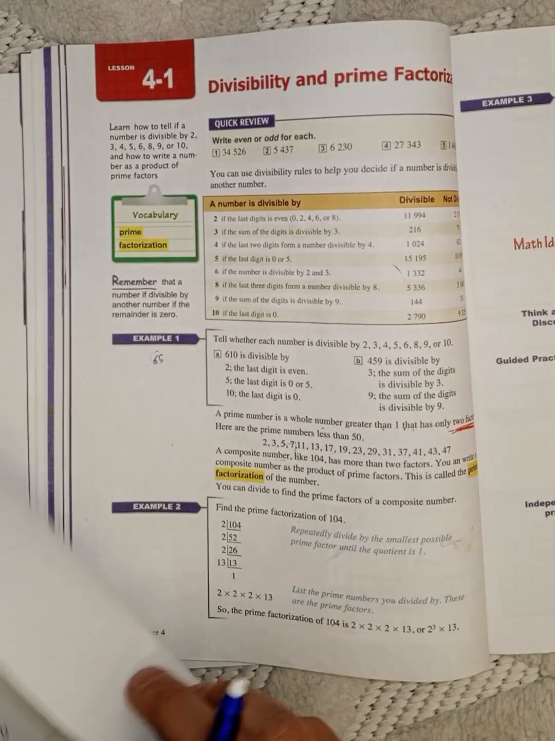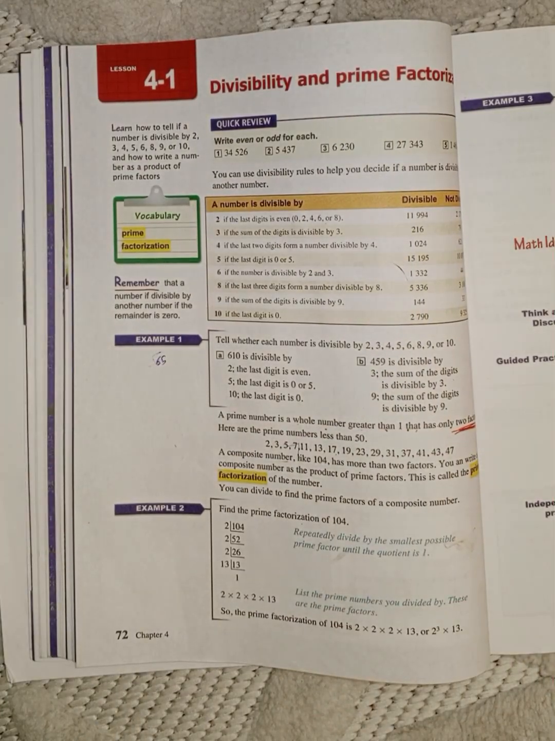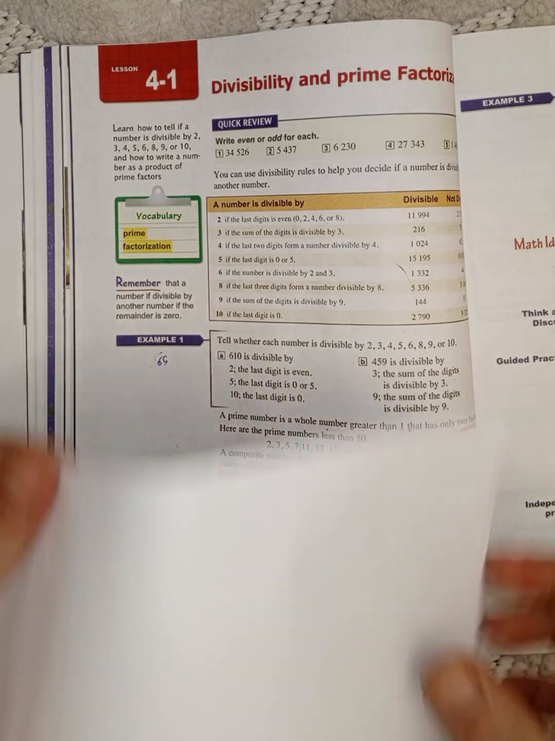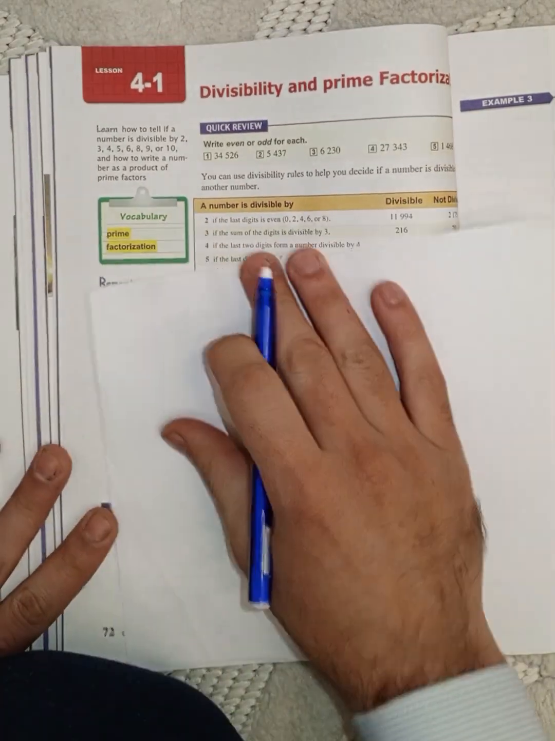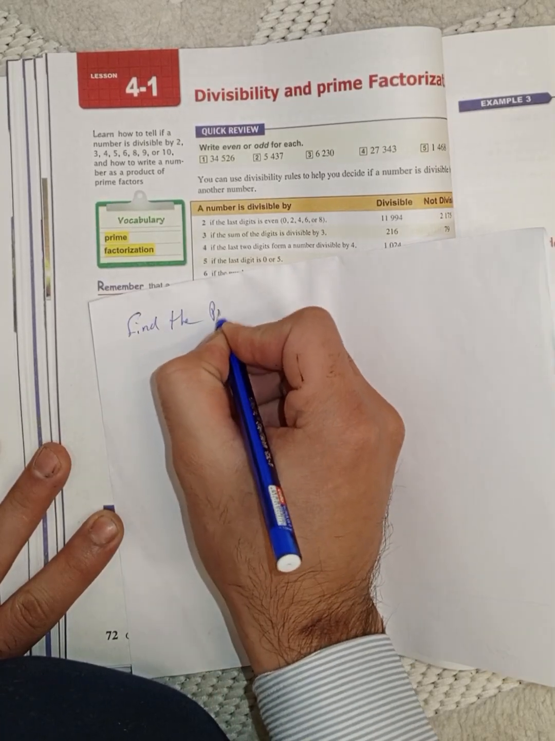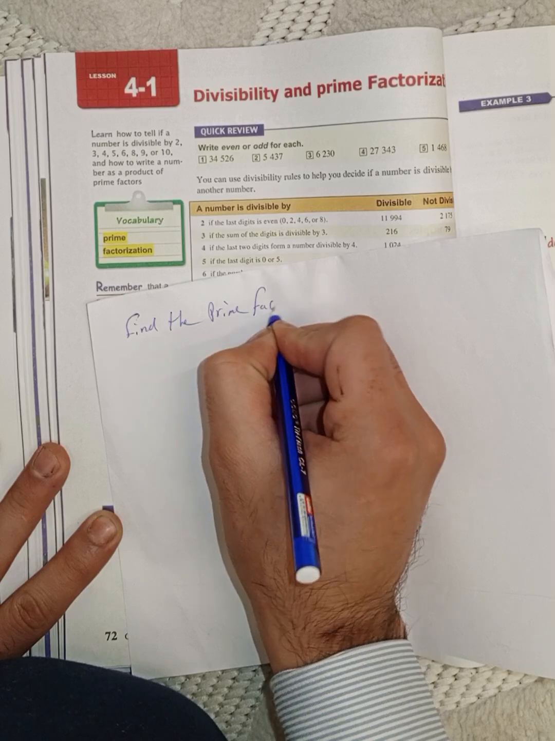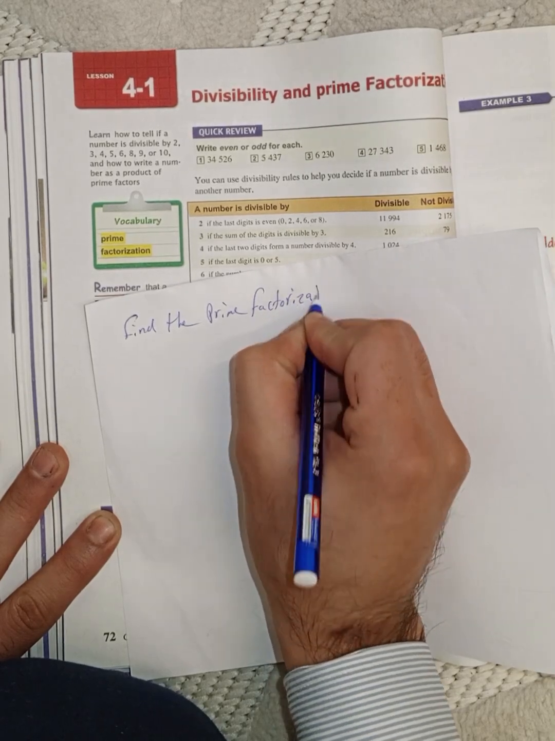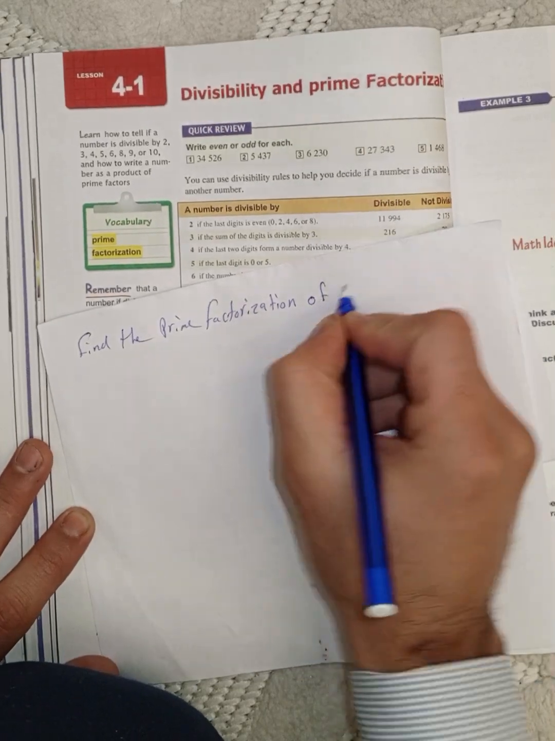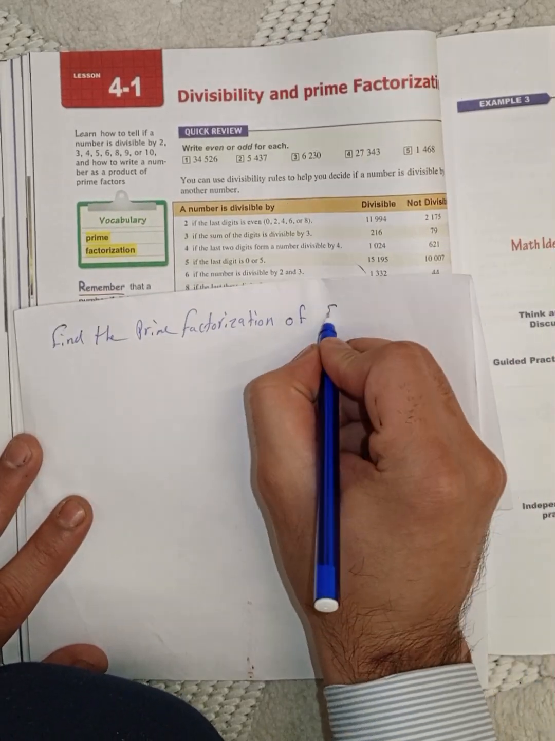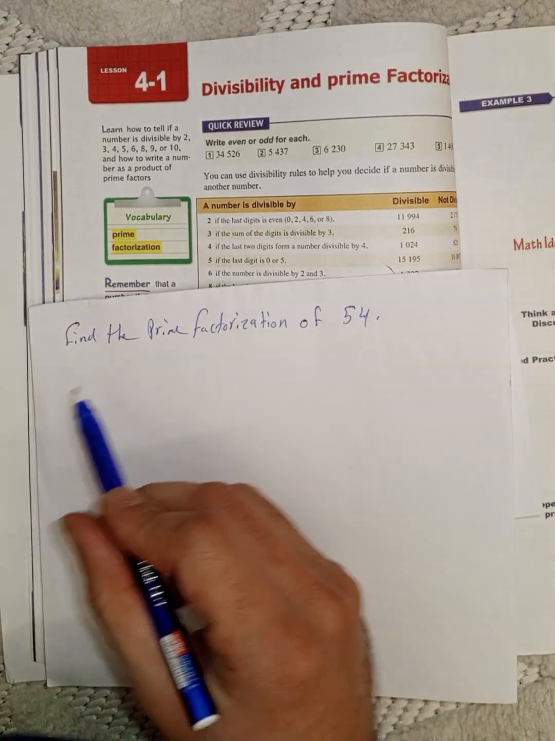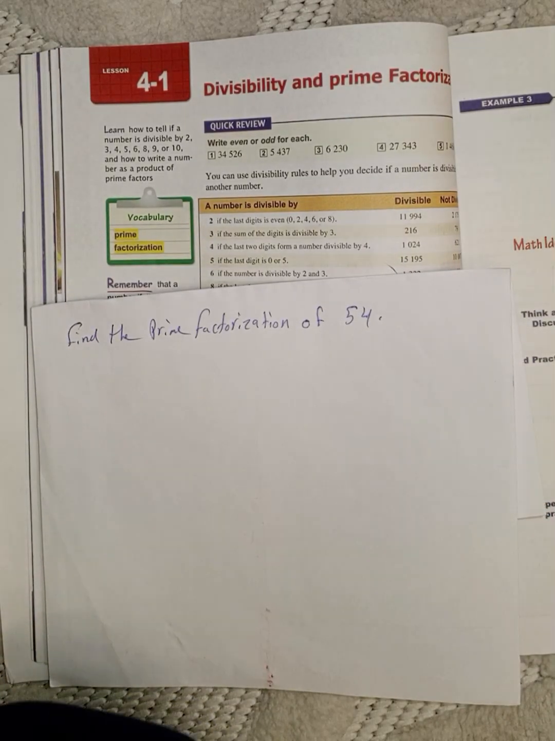Example: how to find the prime factorization for numbers. Let's say the question says, find the prime factorization of 54, right? Find the prime factorization of 54.